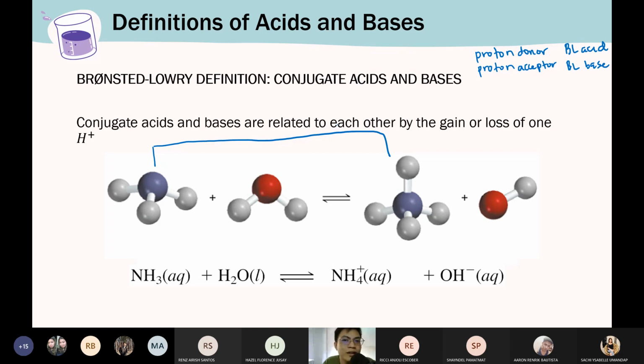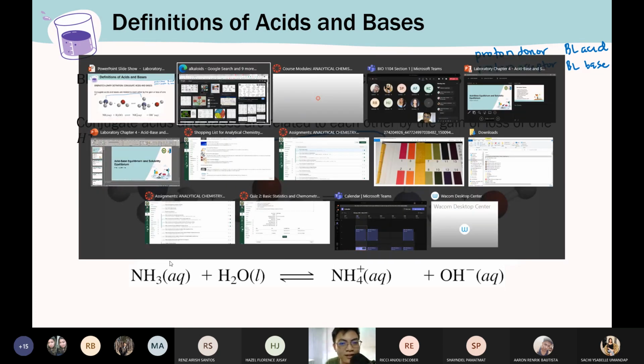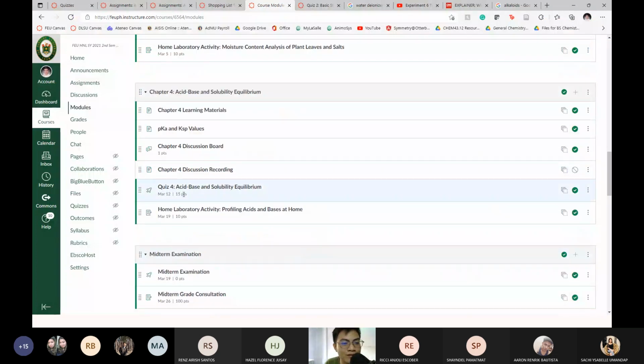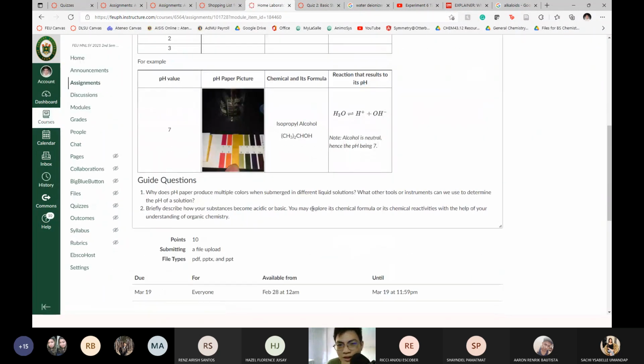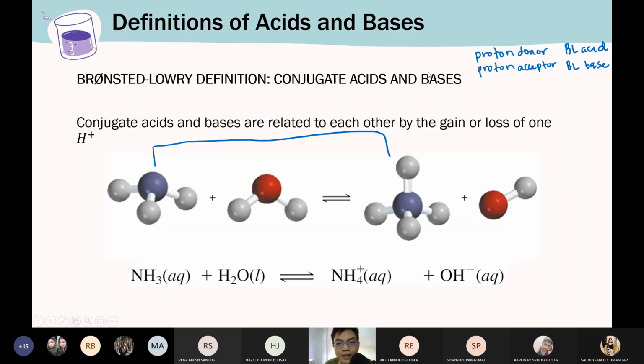So, ibig sabihin, totoo nga na basic compound yung ammonia. Okay? So, yun yung gusto ko gawin niyo sa laboratory niyo. So, you just don't write the formula. You analyze what happens when it is in liquids. Does it produce conjugates? Okay. Does it accept the hydrogen? Ganun. Okay. So, yun ang mag-e-explain bakit sila acidic, o bakit sila basic. Okay. So, ammonia, as you can see, nag-increase yung kanyang hydrogen from 3 to 4. So, it accepted the proton, meaning it's a Bronsted-Lowry base.